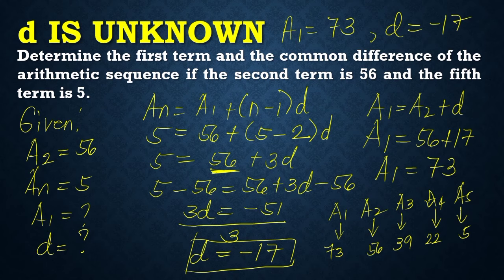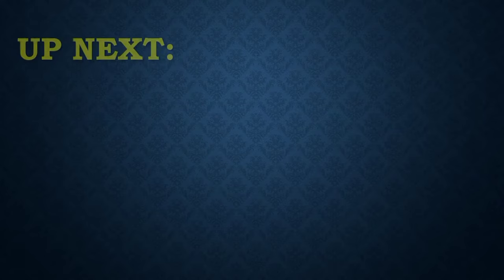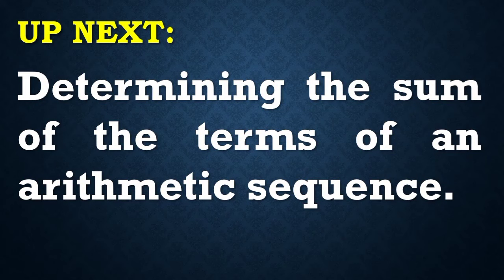I hope it's clear. So, after nating i-discuss yung nth term of the arithmetic sequence, ang next lesson natin ay determining the sum of the terms of an arithmetic sequence. So, bago na yung magtapos dito sa lesson na to, matatandaan nyo na 4 yung ating unknown kanina. So, pinaliwanag ko sa inyo paano yung magiging process kung a sub n is unknown, a sub 1 is unknown, n is unknown, and then d is unknown.